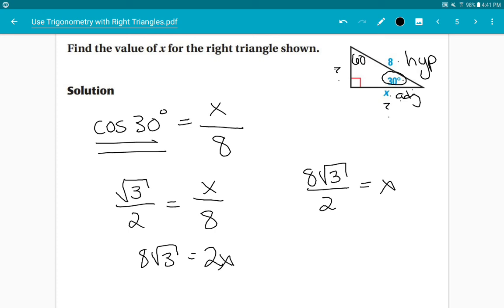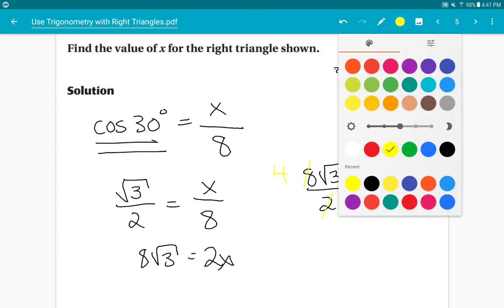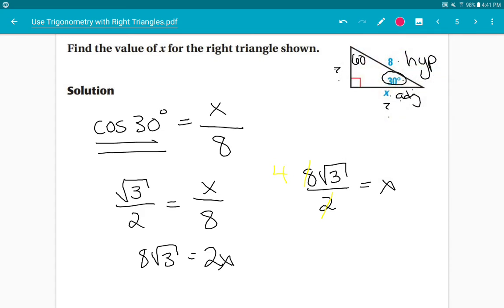If I simplify here, I can simplify this fraction. The 8 simplifies to a 4 and the 2 goes away, so that's going to give me 4 radical 3. So 4 radical 3 is what I get for my value of x. That is the length of x, the adjacent side of the triangle. Knowing what cosine of 30 was equal to really helped me very much in solving this problem.